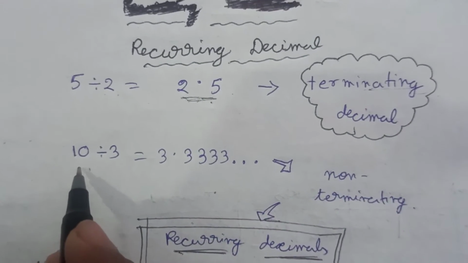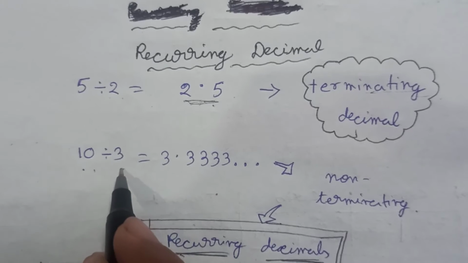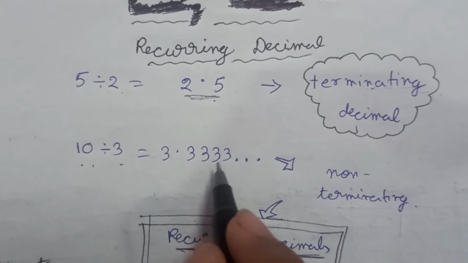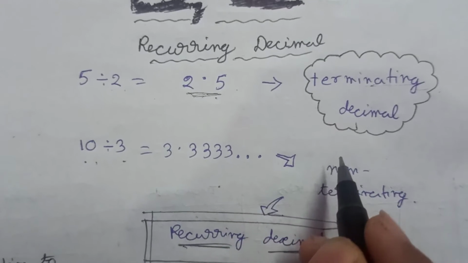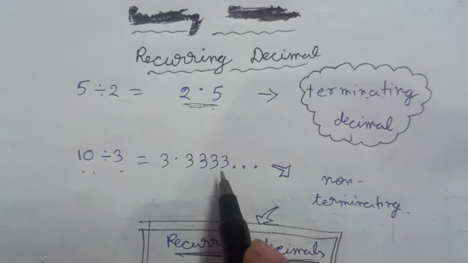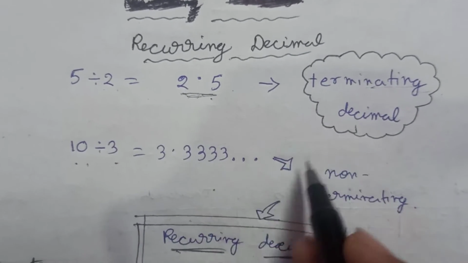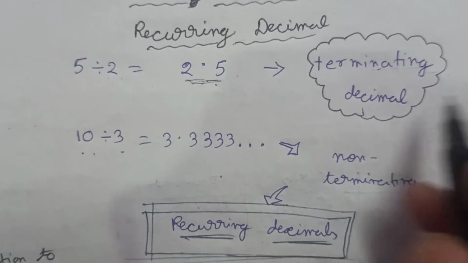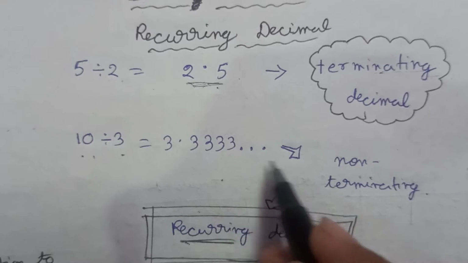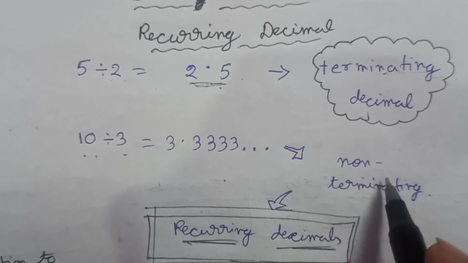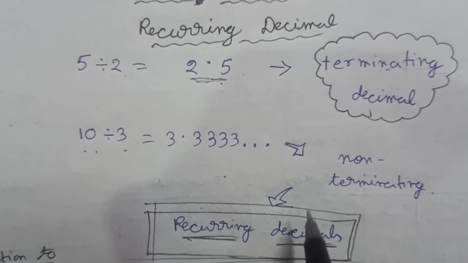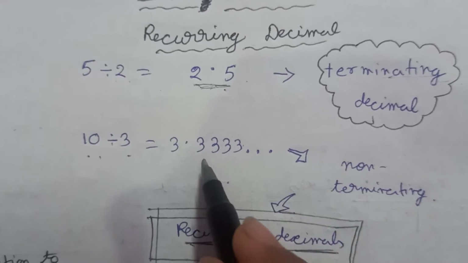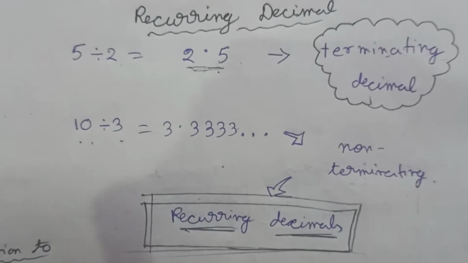So let's see, if we divide 10 by 3, we will get 3.333, and it will continue until eternity. So this is an infinite number of repeating digits. This infinite number of repeating digits is called non-terminating, that is, the recurring decimals. The same numbers occur again and again, so this decimal is known as a recurring decimal.